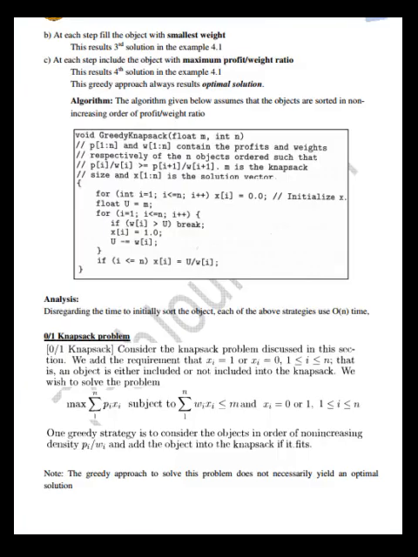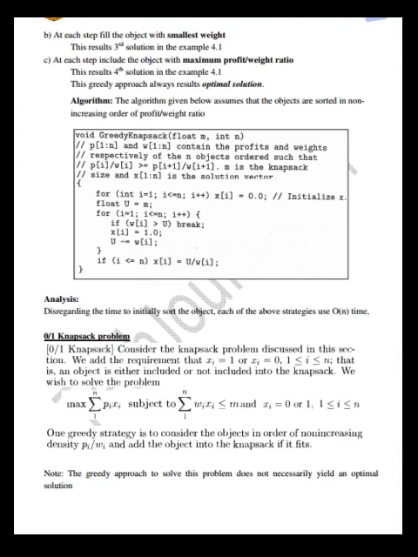Second, at each step, fill the knapsack with the object with the smallest weight. This results in the third solution in example 4.1. Third, at each step, include the object with maximum profit to weight ratio. This results in the fourth solution in example 4.1. This greedy approach always results in an optimal solution.